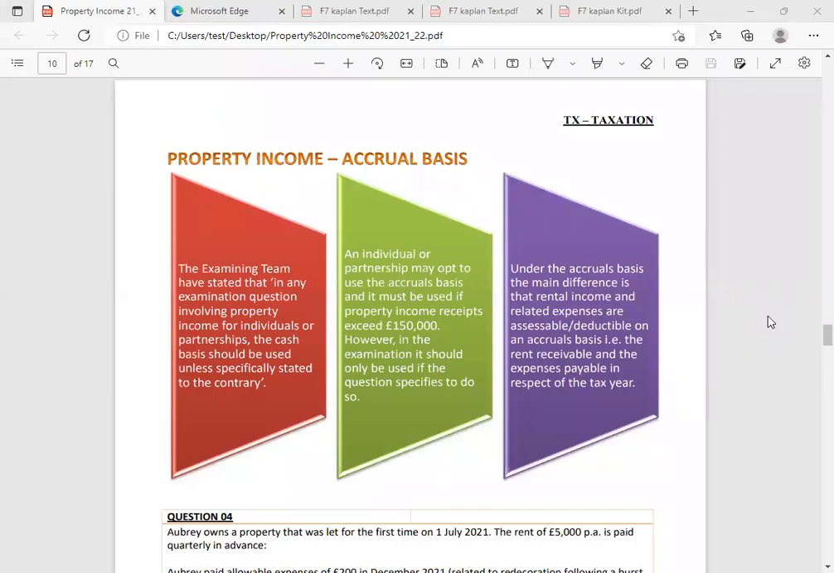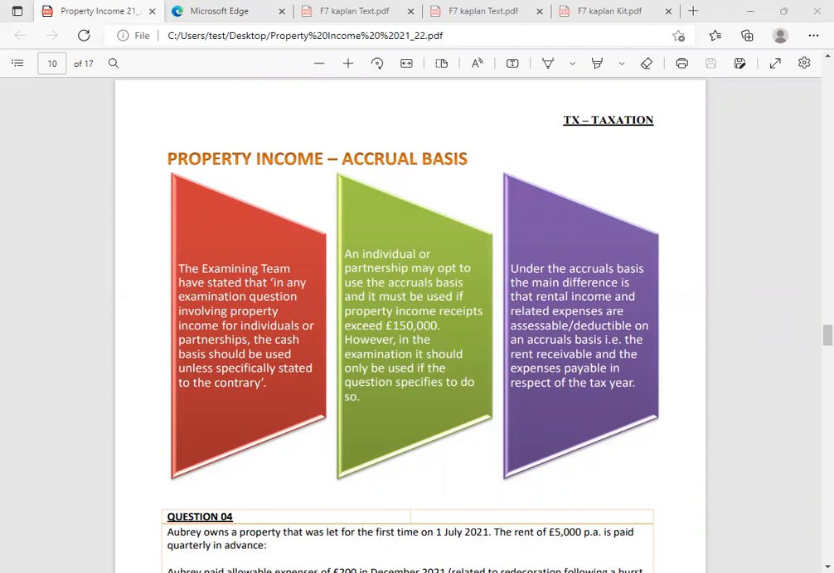Today's class, we are going to discuss the accrual basis of property income. Accrual means you will not focus on the cash received. You will focus on how many months fall in the tax year. So this is same like accounting, but when should we do this? Every time, or no?